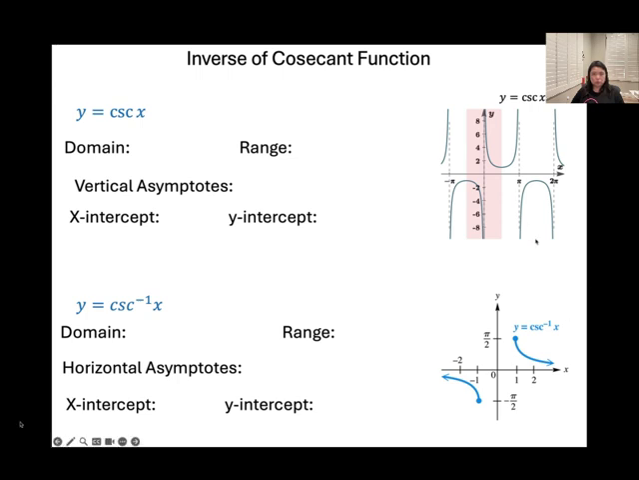Okay, check your work. The domain will be from negative pi over 2 to positive pi over 2. However, we do have the vertical asymptote here, so x cannot be equal to 0. The range will be from negative infinity to negative 1, and then 1 to positive infinity. Vertical asymptote, x equal to 0. X-intercept, none. Y-intercept, none.